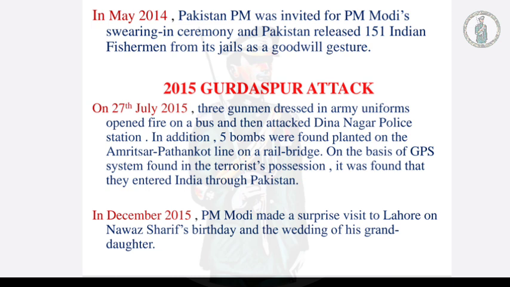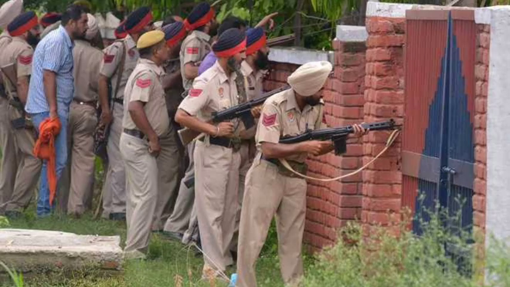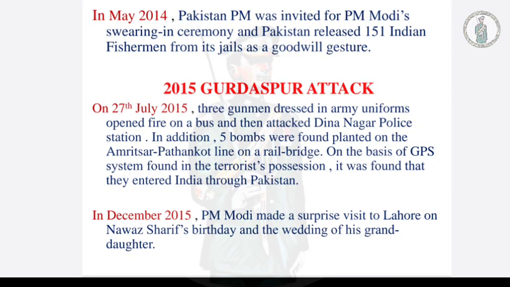Then again, next year in 2015, in the month of July, the Gurdaspur attack took place, also known as the Dina Nagar police station attack, where three gunmen dressed in army uniform opened fire on a bus. Along with this, 5 bombs were found planted on the Amritsar-Pathankot line on a railway bridge. On the basis of the GPS system obtained, it was found that the terrorists entered India via Pakistan.